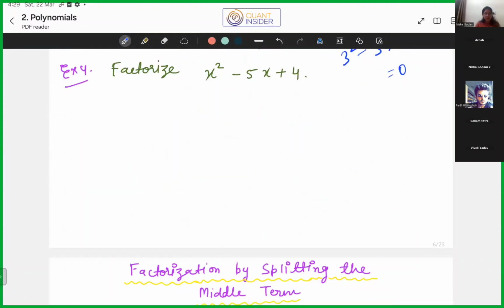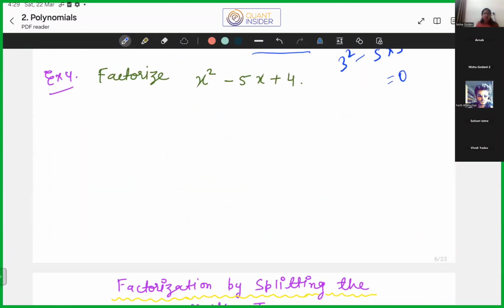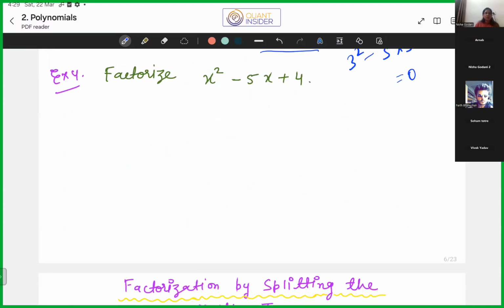Another question is x square minus 5x plus 4. Can you try this by using the factor theorem? Can you try this? Ma'am, y minus a, y minus b, how did we take that? Because there will be two factors, no? So suppose one is y minus a, y minus b. Otherwise, without taking a and b, you can do it directly like this.